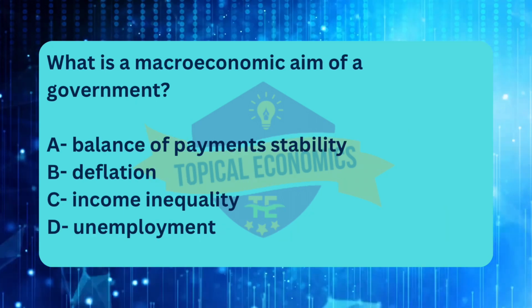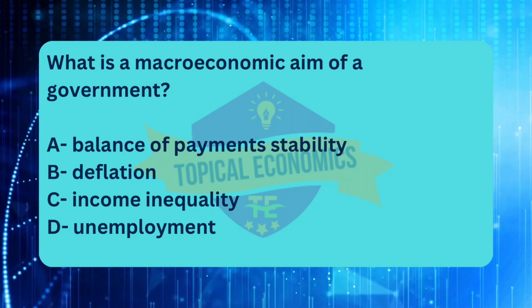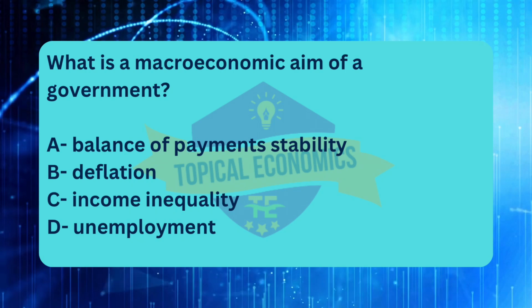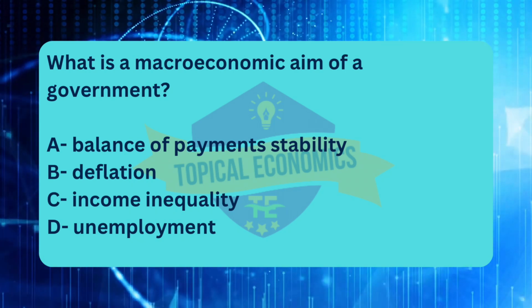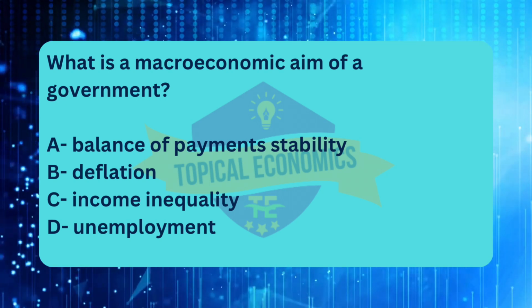Moving to question 4. What is a macroeconomic aim of a government? A. Balance of payment stability. B. Deflation. C. Income inequality. D. Unemployment. The correct answer for this question is option A, balance of payment stability.